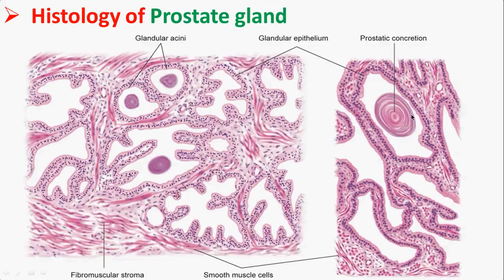This is the prostatic concretion. This is the glandular epithelium, and this is the glandular acini. The prostatic concretion, also called corpora amylaceae, consists of oval dense bodies of glycoprotein seen in the lumen of glands in old people. It is due to condensation of secretory products, which may be calcified. So you have to remember what corpora amylaceae, or the prostatic concretion, is.